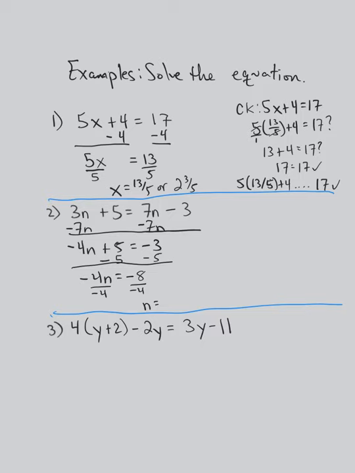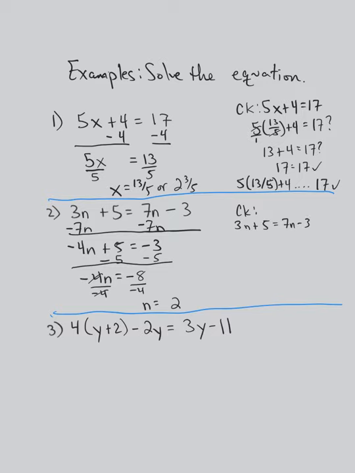To get n here, the negative 4's cancel. I have n, and I have negative 8 divided by negative 4. Just remember to do 8 divided by 4, which is 2. And then I have a negative divided by a negative, so our answer is positive 2. Okay, and again, to check this, here's our equation: 3n plus 5 is equal to 7n minus 3.